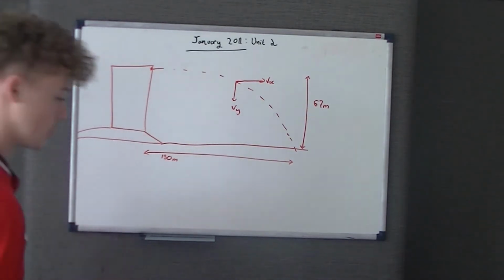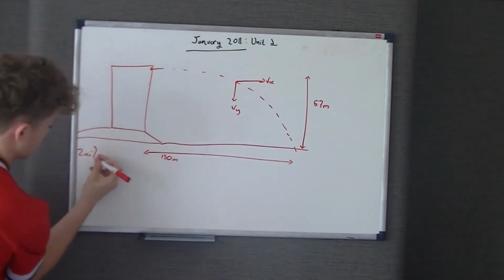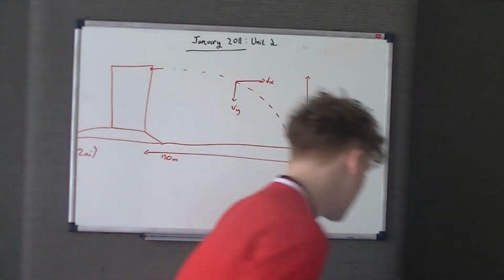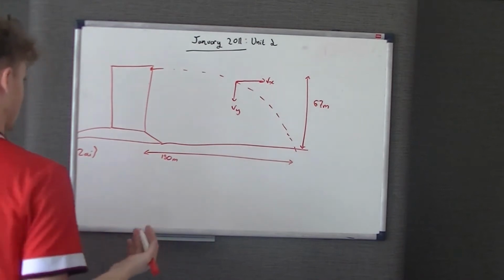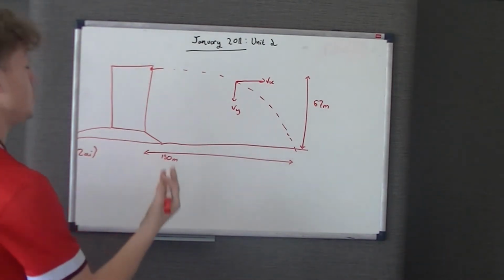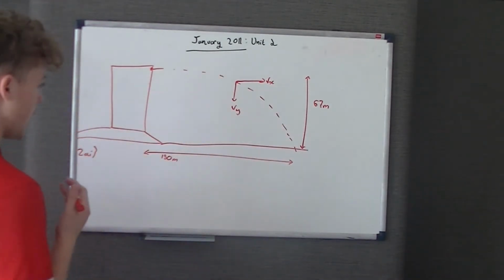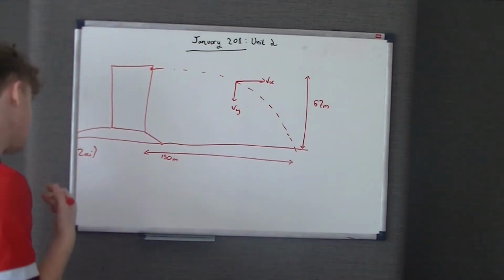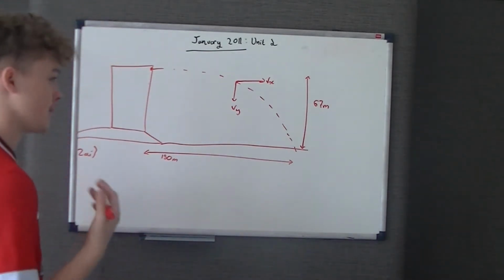Now the first question, 2A part 1, I assume it's called. It says show that t equals 3.7 seconds. Now, we don't know the initial velocity, we don't know the final velocity, all we know is the height and the length it hit. So, how can we possibly work this out? Well, we know that the acceleration is going to be 9.8 meters per second squared.